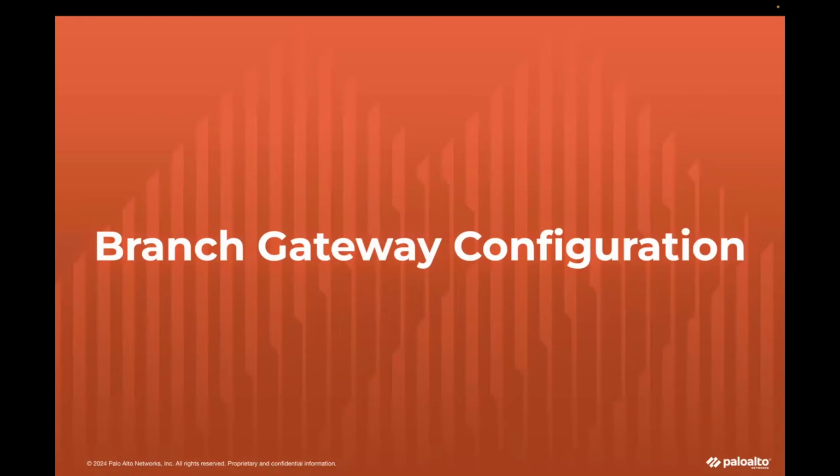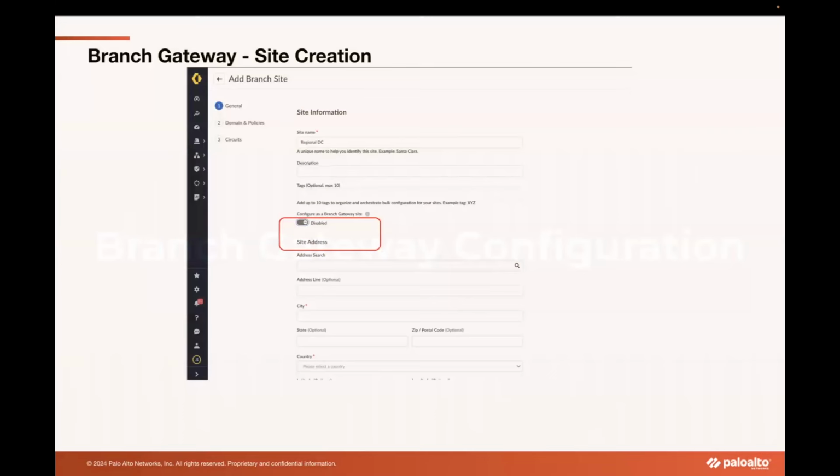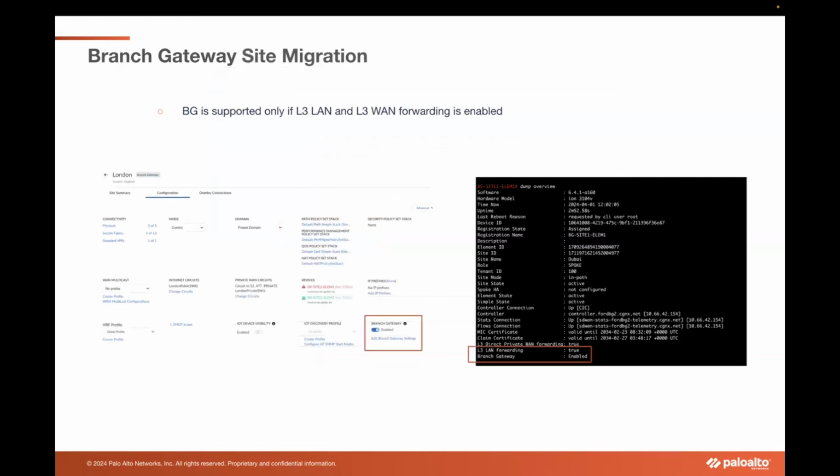Let's look into the configurations now for the branch gateway. Like Bill mentioned, it's a very simple one-click option. When you're deploying a new site, you deploy it as a branch site, and then you have a knob here saying, is this a normal branch or is it a branch gateway? It's just a single knob to define that this is going to be a branch gateway deployment. Now, if you already have a branch site deployed, you can convert it into a branch gateway by simply going to the site configuration screen, where you have an option to convert it into a branch gateway.